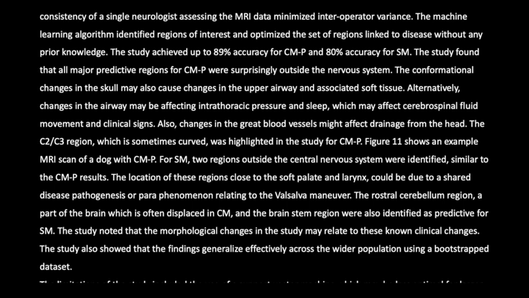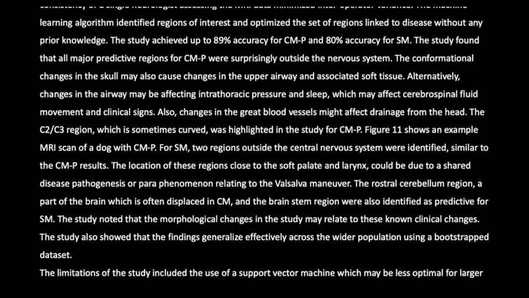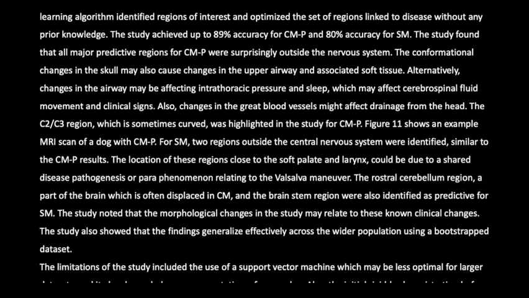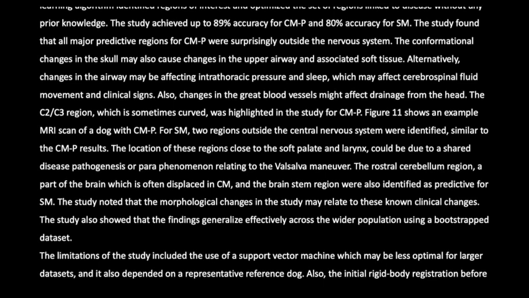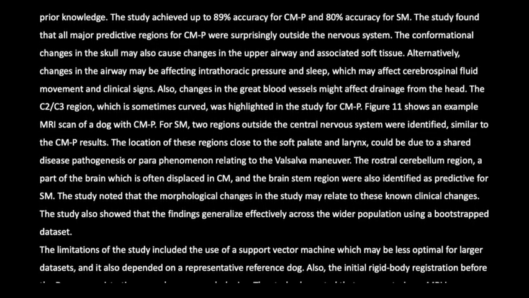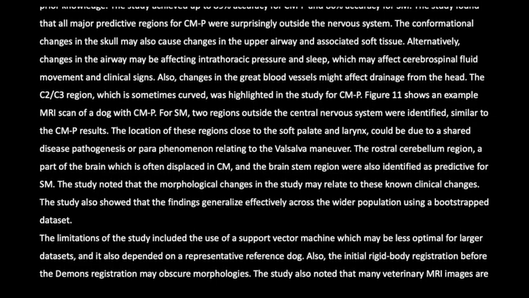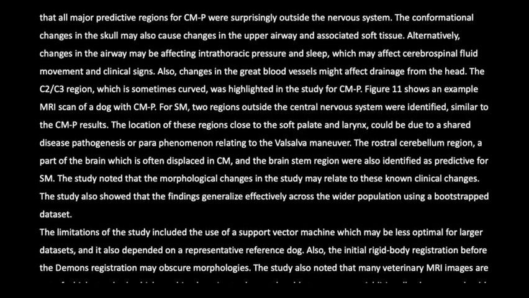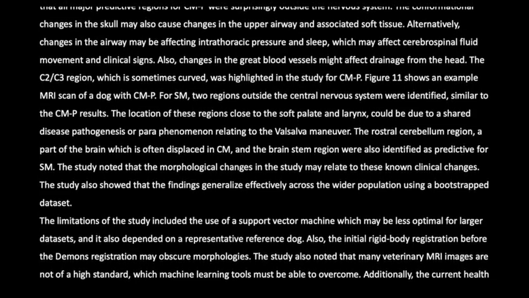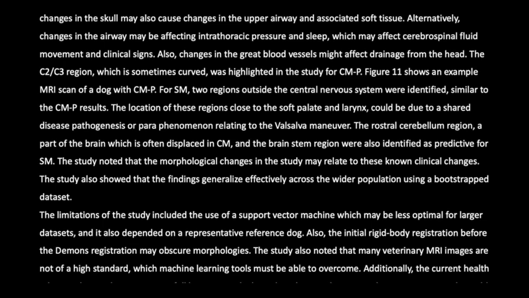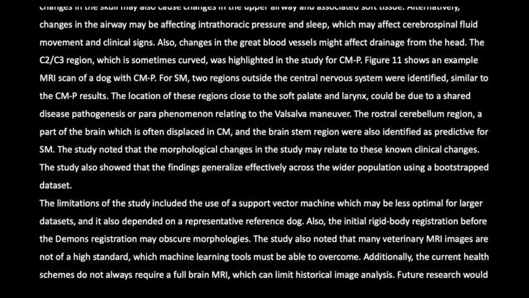For SM, two regions outside the central nervous system were identified, similar to the CMP results. The location of these regions close to the soft palate and larynx could be due to a shared disease pathogenesis or a paraphenomenon relating to the Valsalva maneuver. The rostral cerebellum region, a part of the brain which is often displaced in CM, and the brain stem region were also identified as predictive for SM. The study noted that the morphological changes in the study may relate to these known clinical changes.